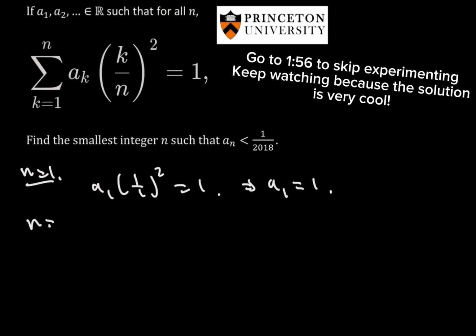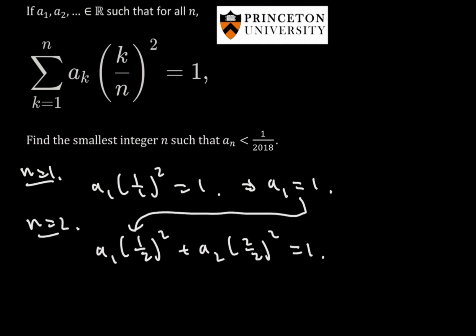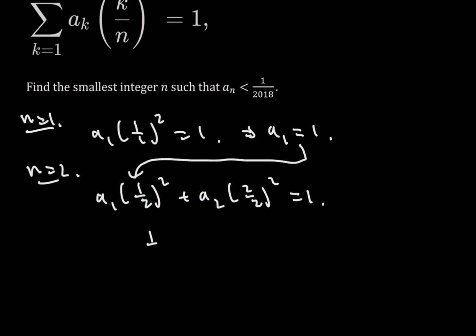Now we plug in n equals 2, and we expand the summation on the left-hand side. We get that a sub 1 times 1 over 2 squared plus a sub 2 times 2 over 2 squared is equal to 1. We know a sub 1 is 1, so we substitute that back in. We get 1 half squared plus a sub 2 times 1 is equal to 1. And solving for a sub 2, this gives a sub 2 is equal to 3/4.